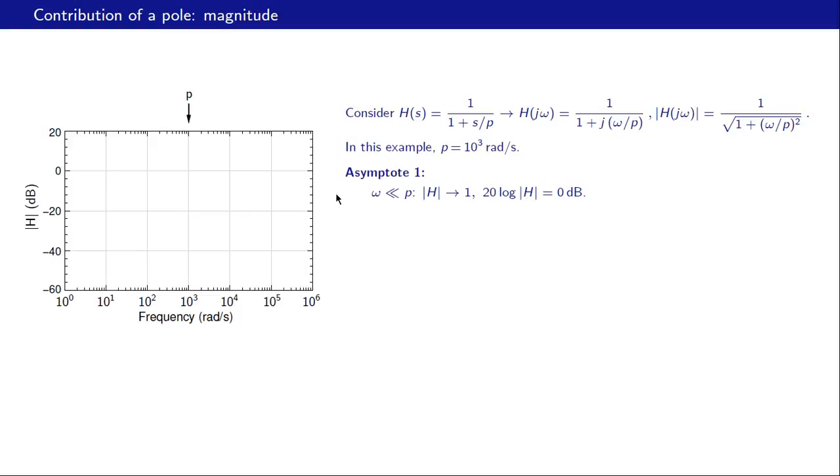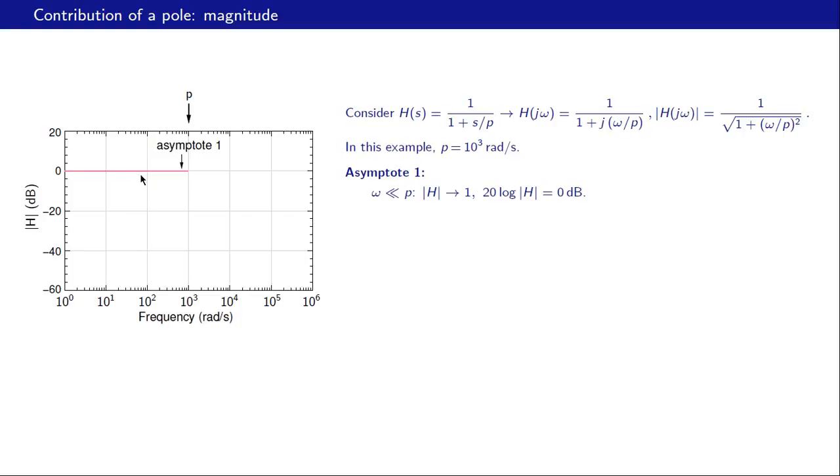Alright, so let us begin with asymptote 1. That corresponds to ω much smaller than p, and when that happens, this term becomes negligibly small and |H| approaches 1. And in terms of dB, of course, it is 0 dB because 20 log of 1 is 0. So that is asymptote number 1, and that is what it looks like. 0 dB for ω much smaller than p.